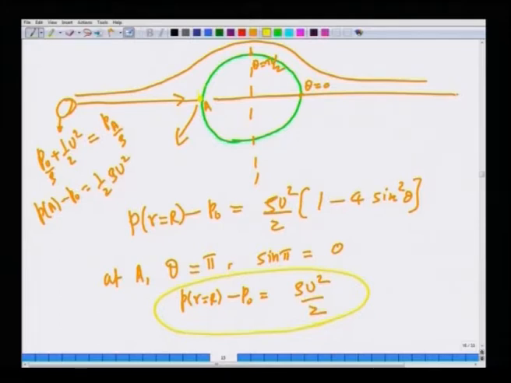Now, as the fluid flows, if you just trace the fluid along the surface of the cylinder, here the velocity is 0 and the pressure is maximum from the Bernoulli principle. Now, as the fluid flows along this line, here the velocity becomes maximum and the pressure at point B becomes minimum.